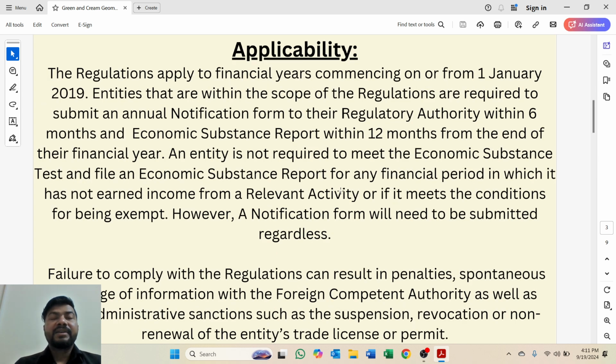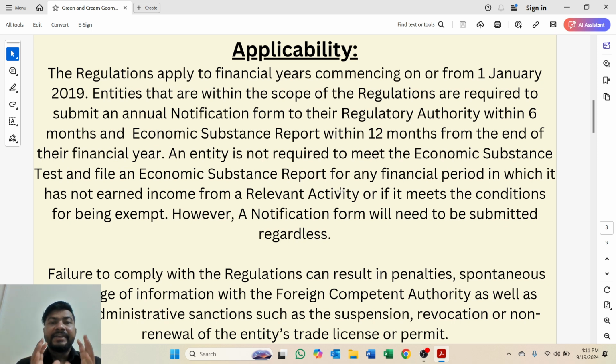So its applicability, number one. The regulation applies for a financial year commencing on or after 1st January 2019. So any company which has a financial year commencing on or after 1st January 2019 needs to comply with these economic substance regulations. The entities that are within the scope of the regulation are required to submit an annual notification form and economic substance report.